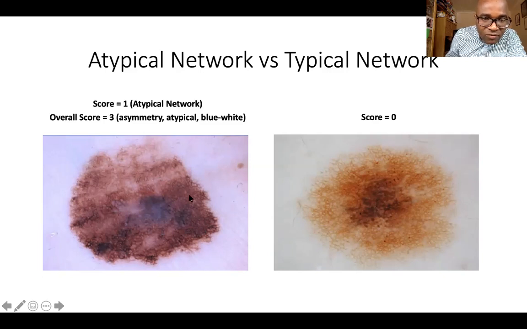However, also when I look at the overall score in terms of 3 points, this has some blue-white structures in the middle, and that's also a score of 1 in terms of blue-white. Also symmetry-wise, there is an asymmetry in distribution of the pigment. So there is a pigment here, pigment here, pigment here. Pigment is a bit darker here. So in overall score, using the 3 points score, I'll say this one will give me a score of 3.